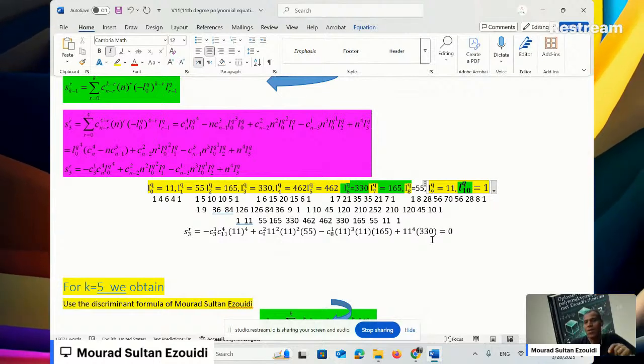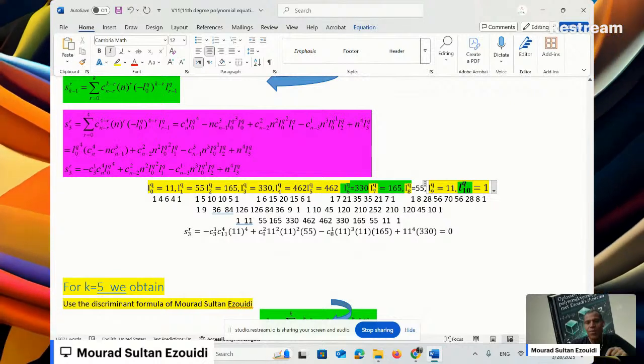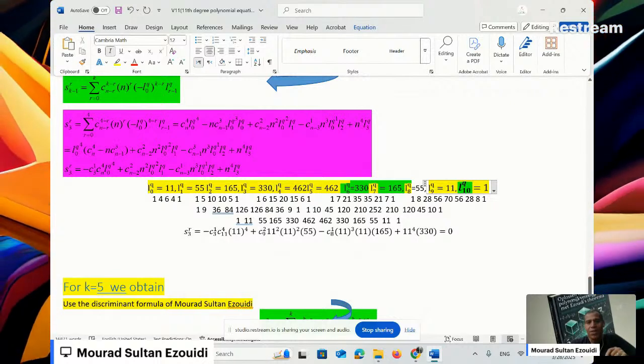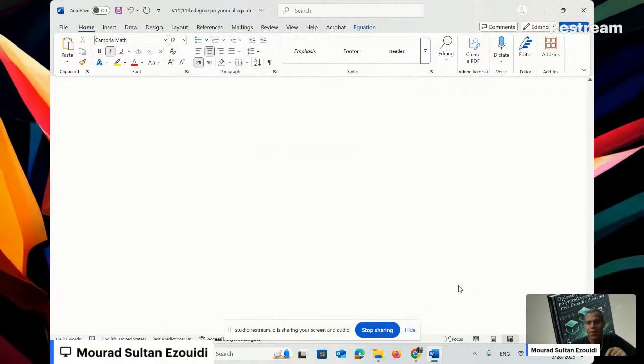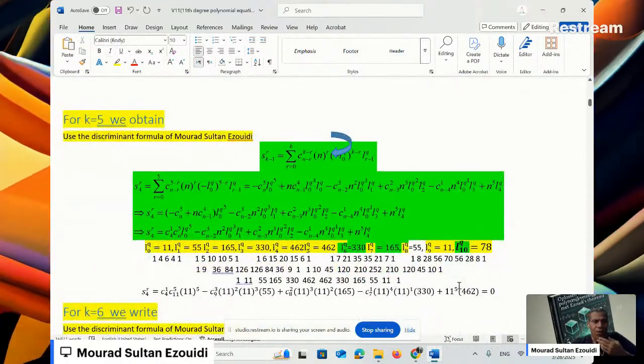Okay, so now I'm going to set k equal 5 in this formula. Now put k equal 5. We obtain, my kids.